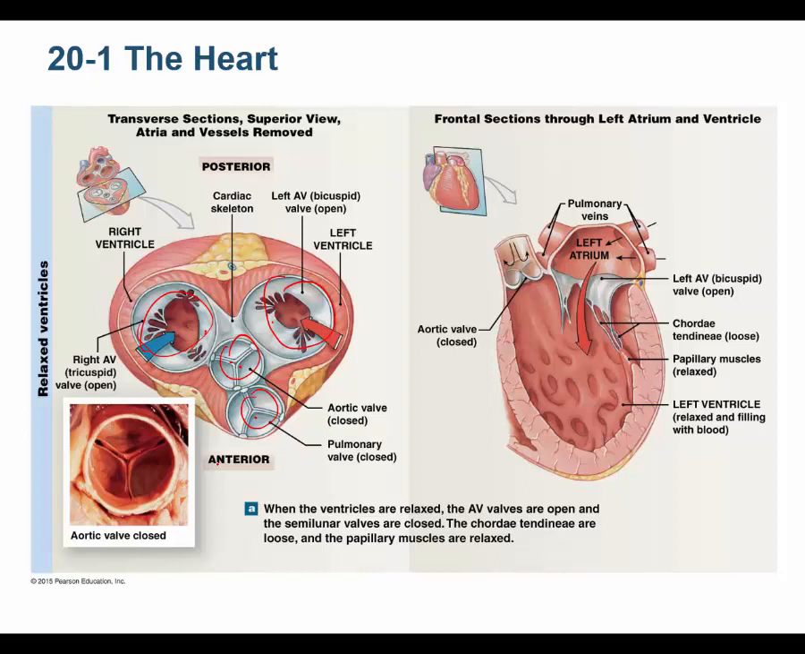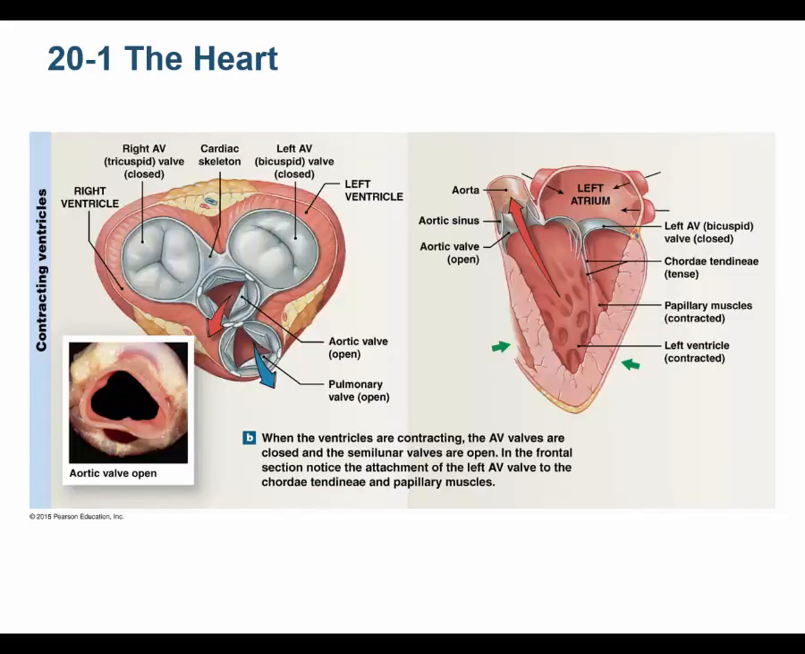But when the AV valves are open, blood is flowing from the atria to the ventricles. And then when the ventricles start to contract, they close the AV valves and open the semilunar valves. So when the AV valves are closed, the semilunar valves are open. And in fact, what you hear for heart sounds, what we call a lub-dup heartbeat, is actually the valves closing. The lub is the AV valves closing, and the dup is the semilunar valves closing. These semilunar valves right here.